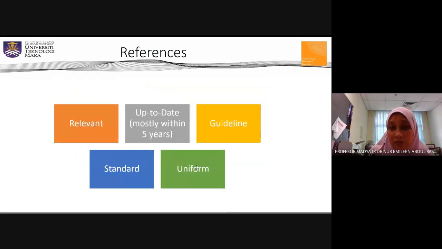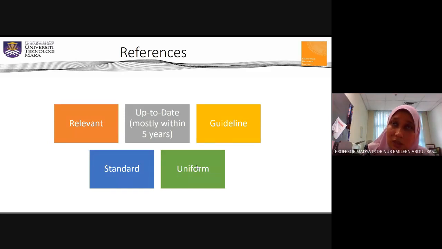Okay, so reference of course lah, kena relevant. Sekarang you buat teknik ni tapi you cerita pasal teknik yang lain-lain, which is we don't want that. And it must be up to date. So most of the references should be within 5 years. Kita akan check. Memang ada certain examiners, they are very particular. Dia even check the format tu betul tak.